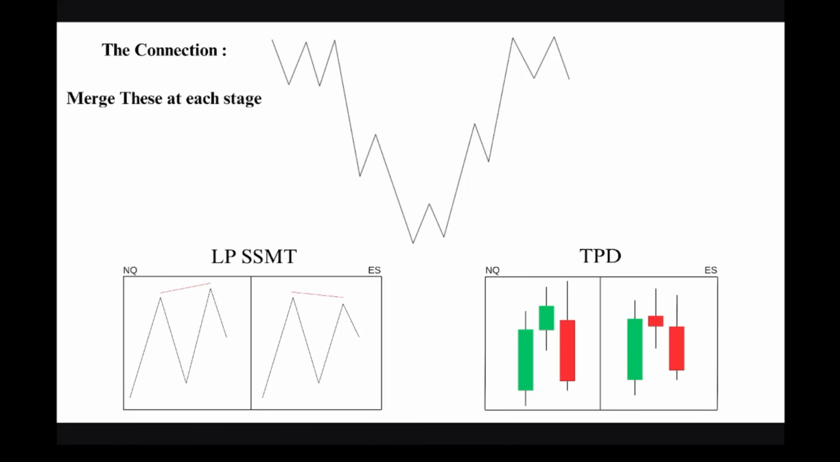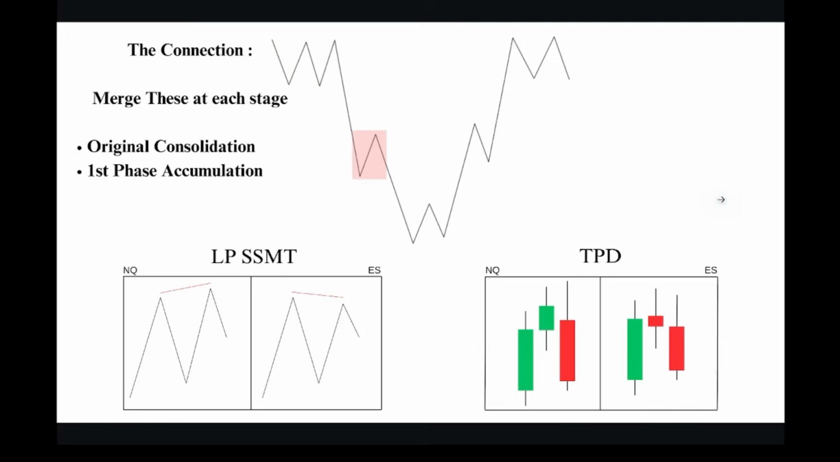Now, what do I mean by market structure? Market structure is the way that price moves. Price accumulates, price expands, price retraces, price accumulates, price expands, and then price reverses. Now, you link these two confluences with each stage of a market maker model, which would be the original consolidation, the first phase accumulation, and the original consolidation, which is your reversal point, also known as smart money reversal.